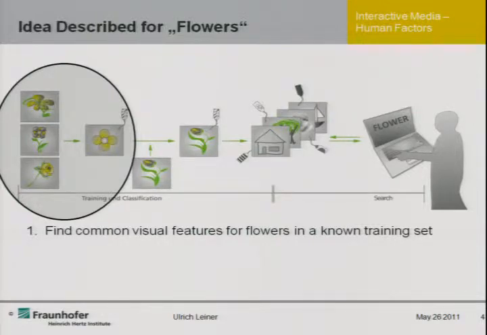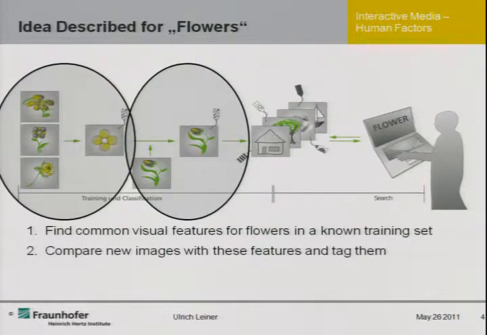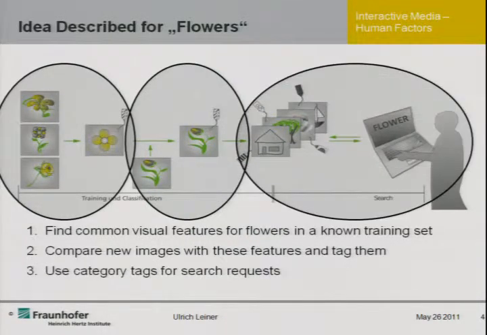And if you have this database, you can compare a new image of a flower. That is now the untagged image that comes in. And it will automatically be tagged by flower. Of course, there will always be errors in that method. And this enables you, now this is the human who goes for a search, and the search is done in the traditional way, just a word search. And that is step 3.